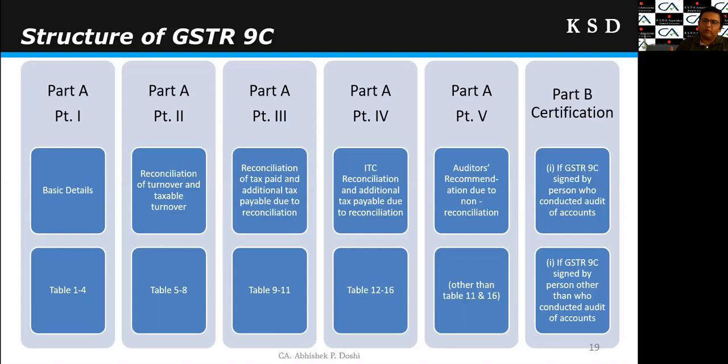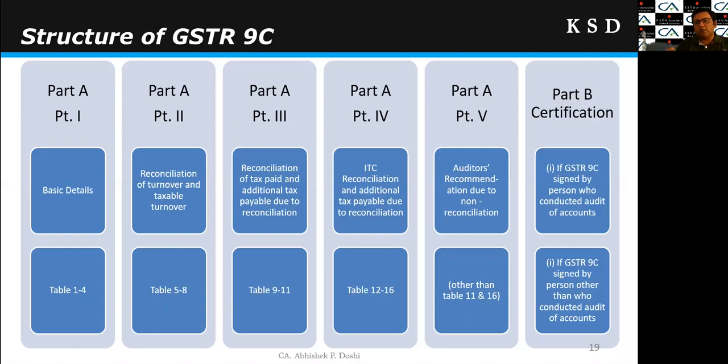Reconciliation of turnover with books of accounts and GST data, right? These are covered under tables 5 to 8. Then tables 9 to 11 are regarding reconciliation of the taxes paid as per the books of account and as per the GSTR 9. So tables 9, 10 and 11 are for the reconciliation of taxes paid.